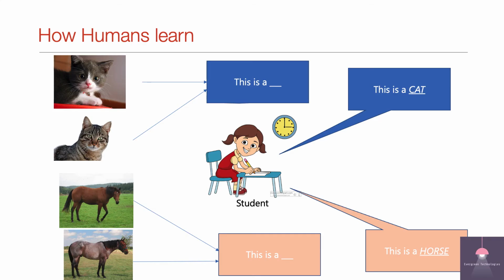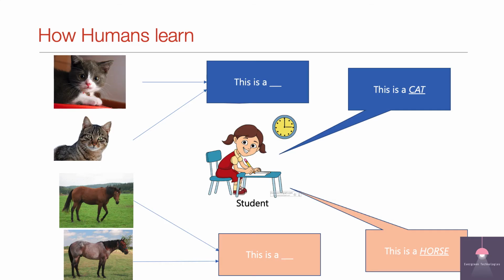Remember, the horse picture could be different from the earlier picture, right? It's not the exact same picture. The cat picture also, we could show them a different cat picture, right? It need not be the same cat picture that the student was shown, but still the student will be able to identify it because they have learned that from their teachers.